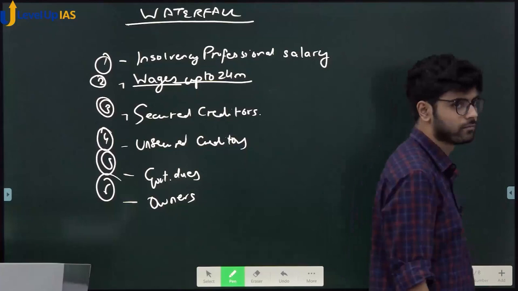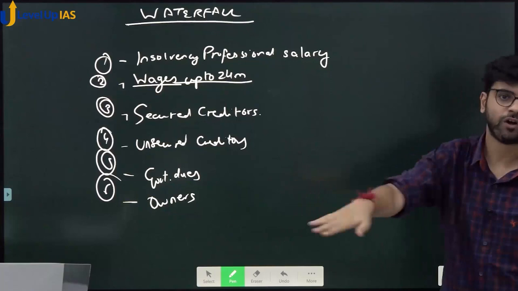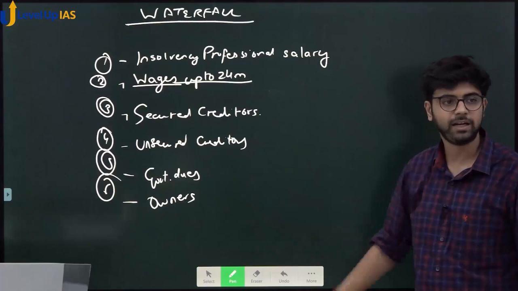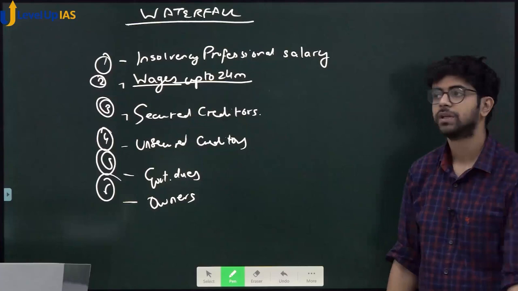Insolvency professional salary 1. Why is it called waterfall? Because waterfall jaisa chart hai. First it will fall here, then it will fall here, then it will fall here, and then finally it comes to owners. So this is known as the waterfall chart, and this is the priority in which payment would be made.